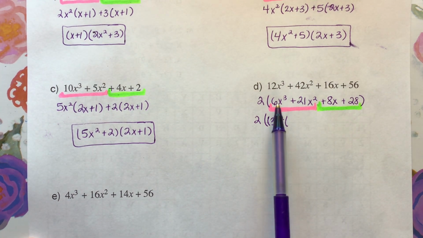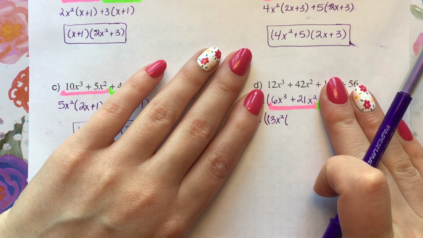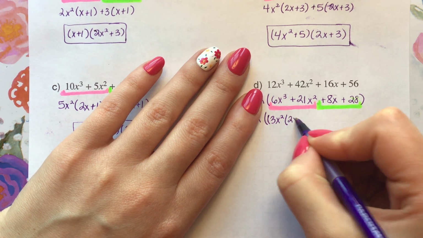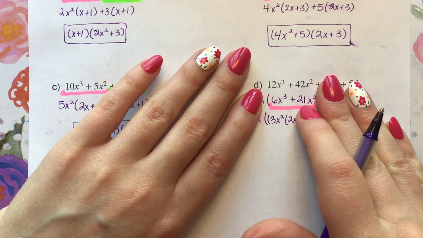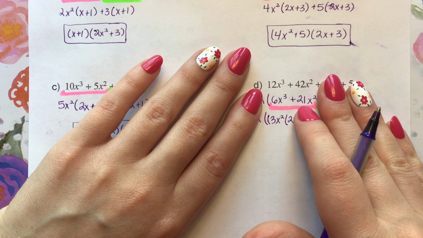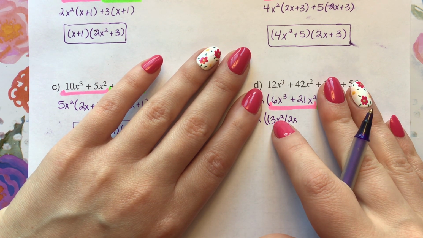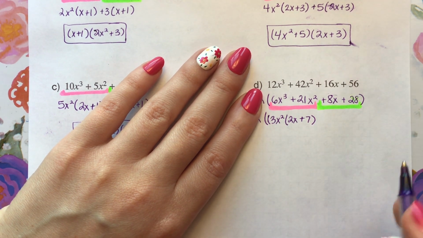Now what do I have remaining? So ignore the 2 and ignore this back part. I'm pulling 3x squared out of 6x cubed. I have 2x remaining there. Then I'm pulling the 3x squared out of the 21x squared. Okay, so 21 divided by 3 is 7, and x squared divided by x squared cancels out. So I'm going to say plus 7 right there.